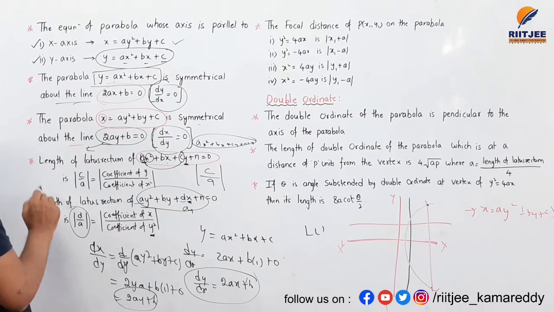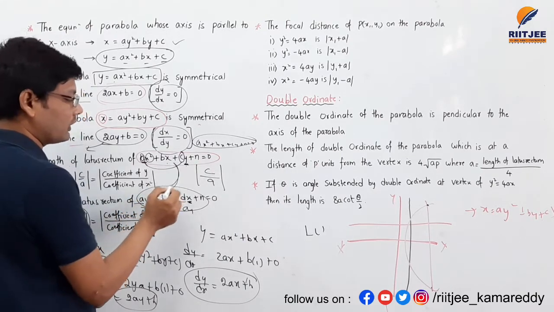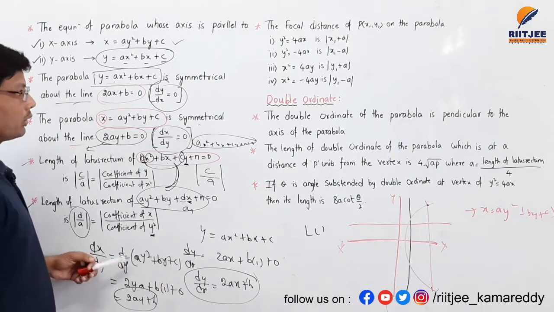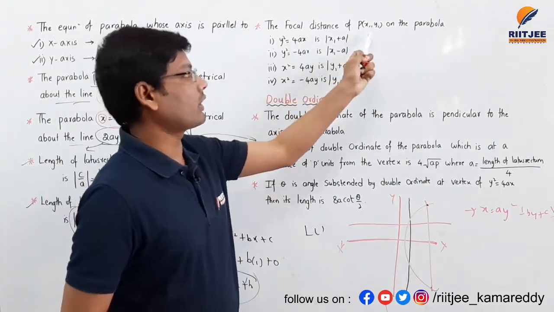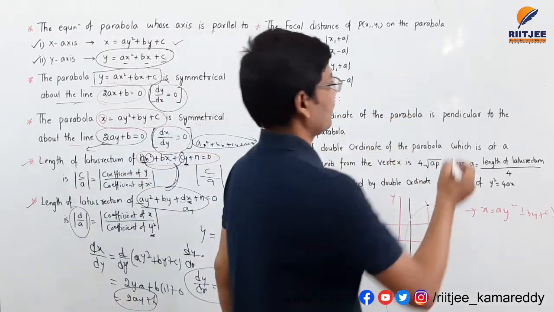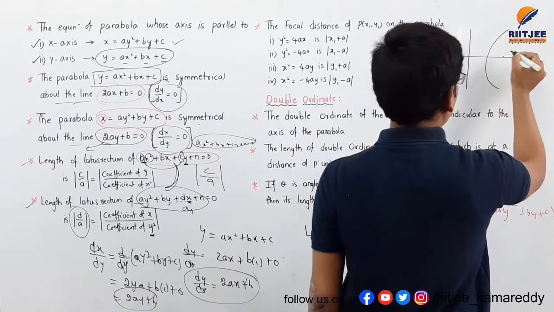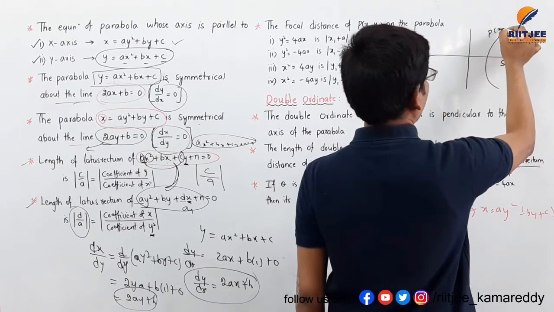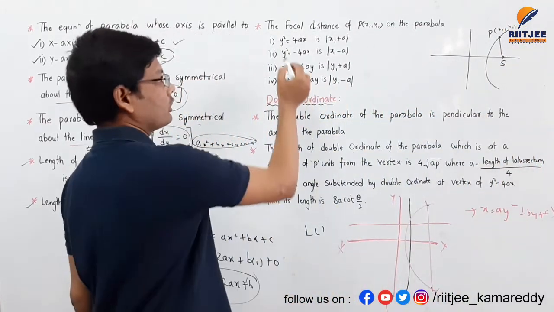So this is the length of latus rectum, and this is also the length of the latus rectum for two different types of parabola equations here. And the most important one is the focal distance from a point to the parabola. For example, if I take a parabola with focus S and a point P(x1, y1) on the parabola, y square is equal to 4ax.